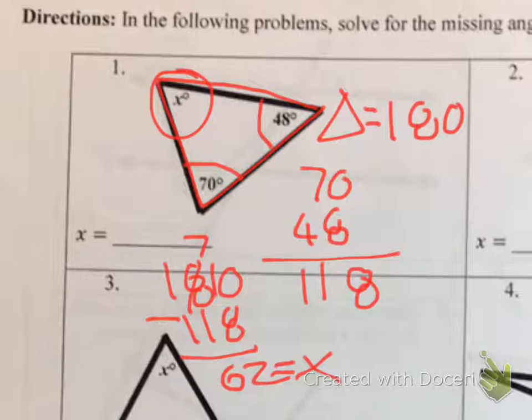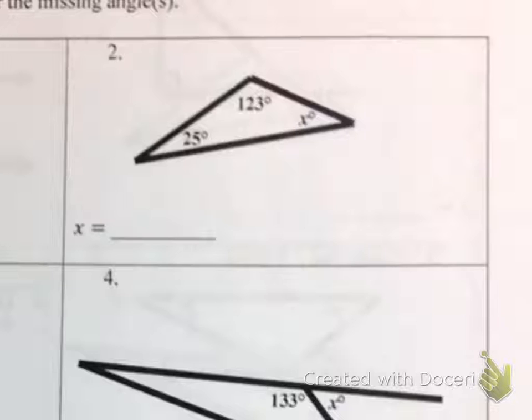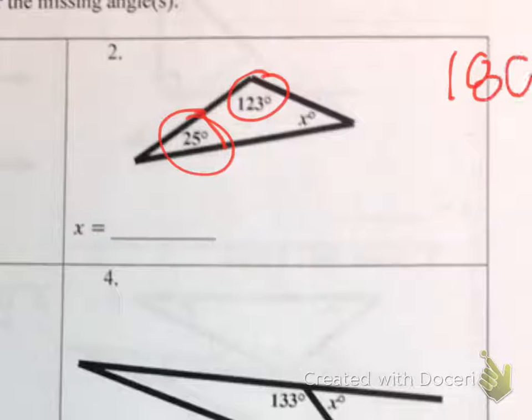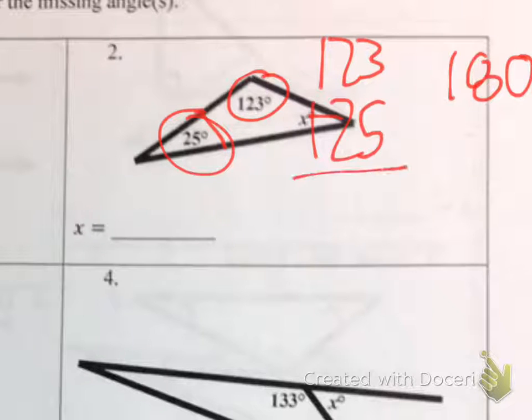Okay, now let's go to problem 2. So it's 123 and 25. And we know it's 180. A triangle equals 180 again. So we do 123 plus 25 equals 148.